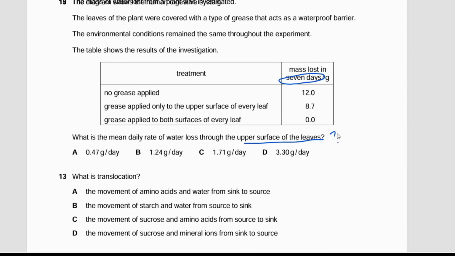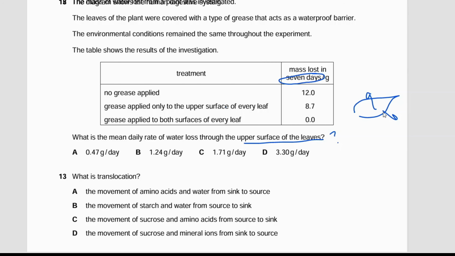So we just halve them, because half of the molecules may evaporate from the upper side and half from the lower side. Okay, there is the upper side of the leaf and there would be the lower side of the leaf. So there would be evaporation from the upper side and the lower side both. Okay, so we have applied the grease on the upper side in plant number 2 and plant number 3.